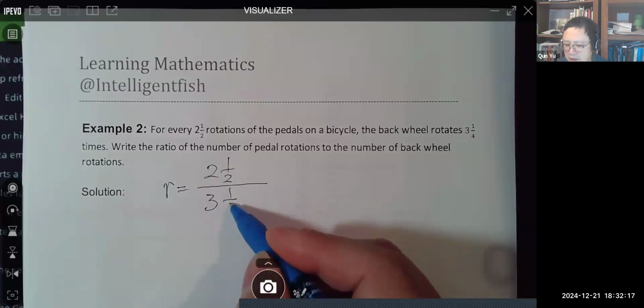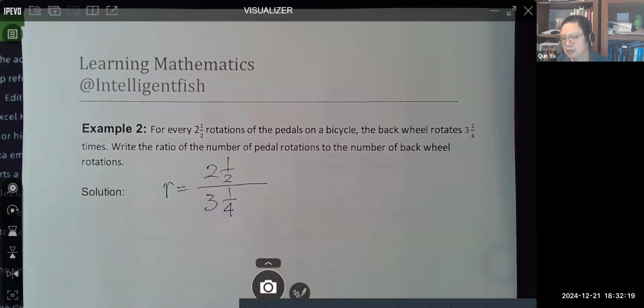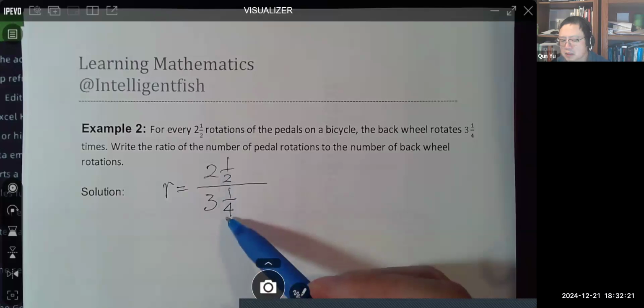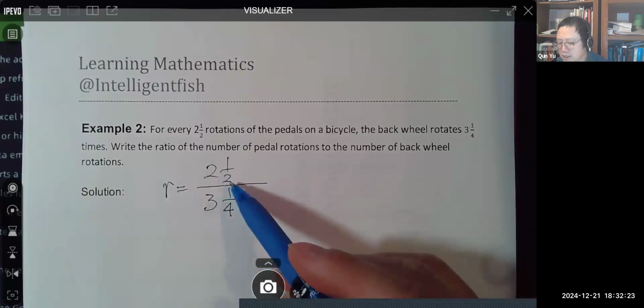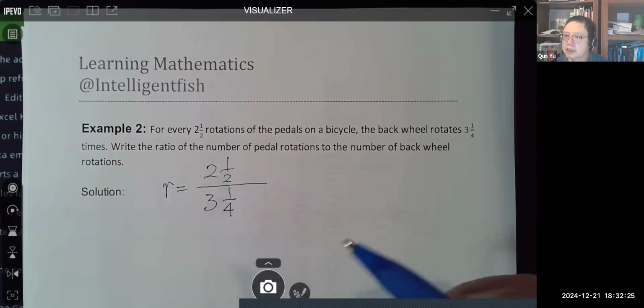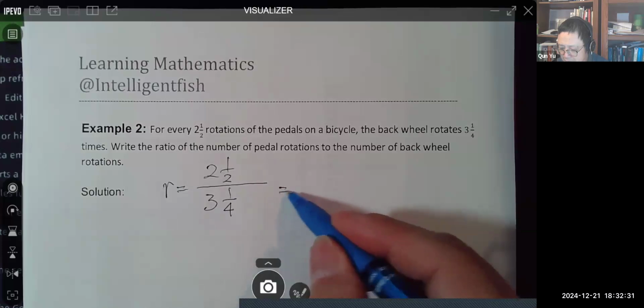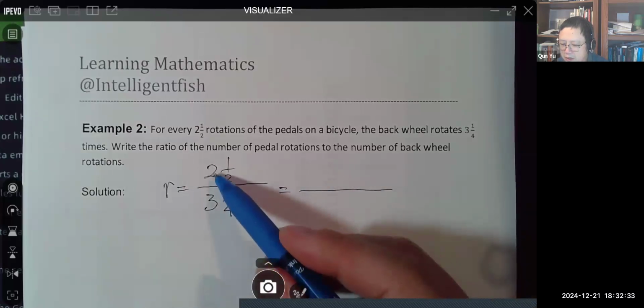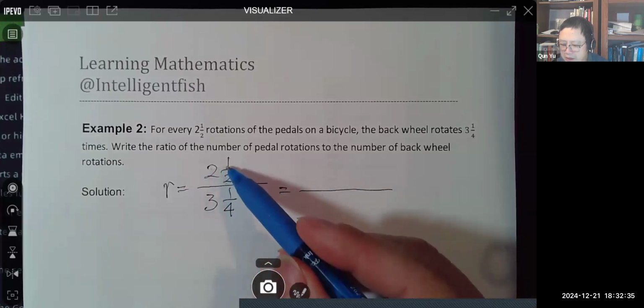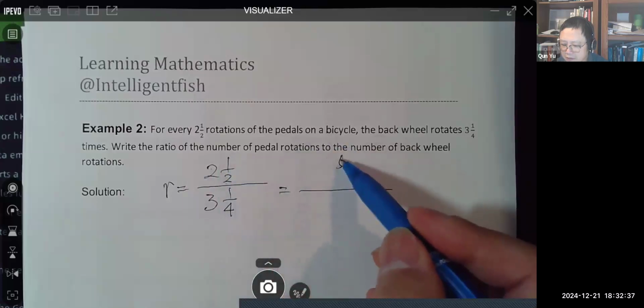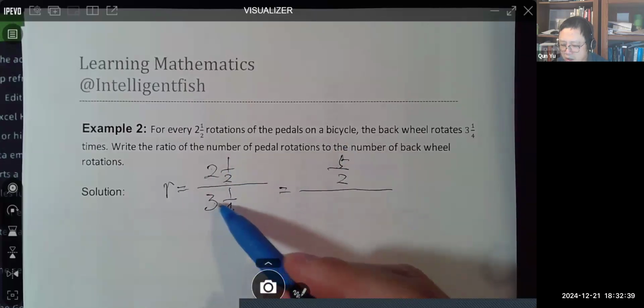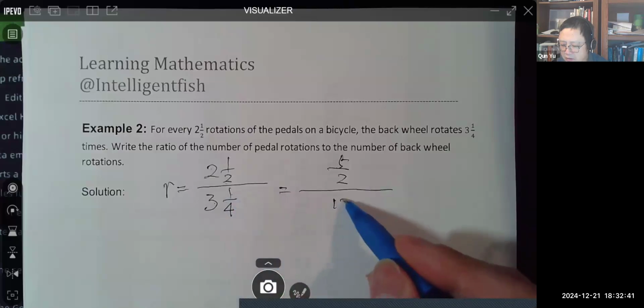Apparently these two are mixed numbers. In order to do division using mixed numbers, we need to convert each of them to an improper fraction, right? The way to do that is to multiply the whole number by the denominator and add the numerator on top. So that's going to be 5 over 2. 12 plus 1 is 13, so 13 over 4.